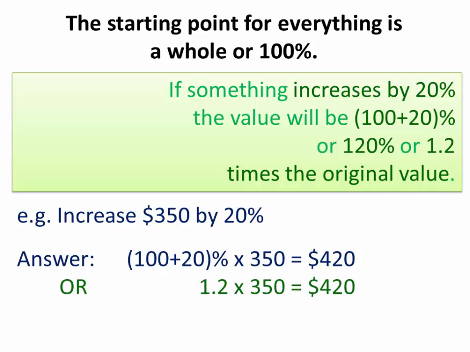Or you could do it as a decimal. 120% is 1.2 as a decimal, so you just put in 1.2 times 350, and you get the same answer.